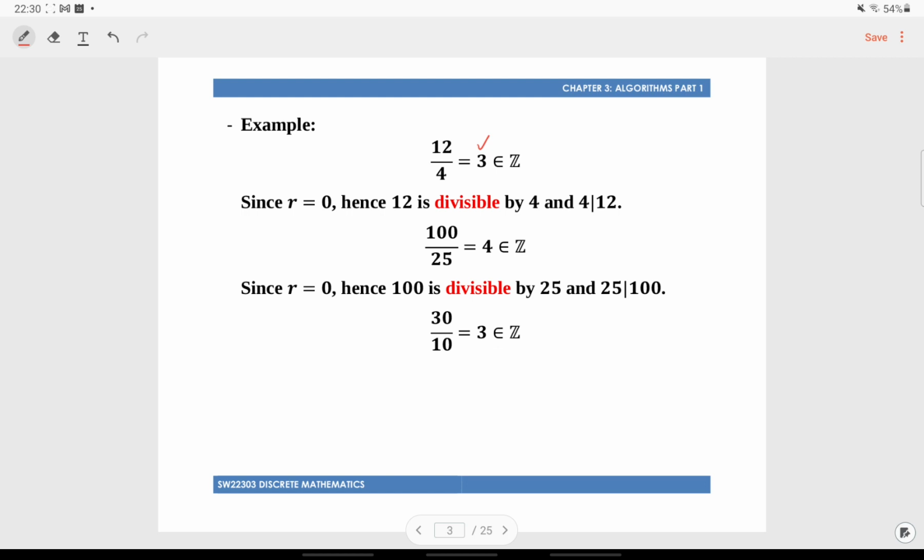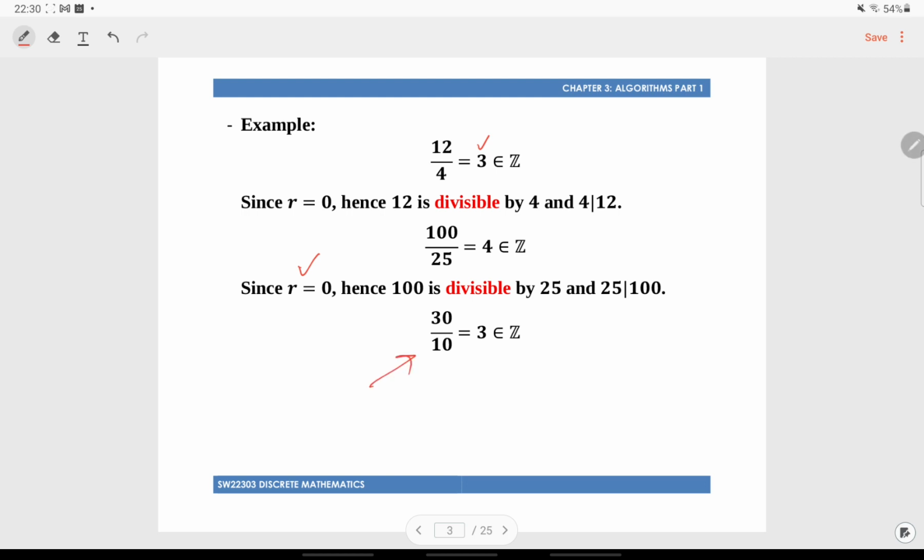We move to the next example. We have 100 divided by 25. Again, the outcome is an integer 4. So the integer 4 is the quotient without any remainder. What does it mean? That means when the remainder is equal to 0, the number 100 is divisible by 25, and also we can say that 25 divides 100.